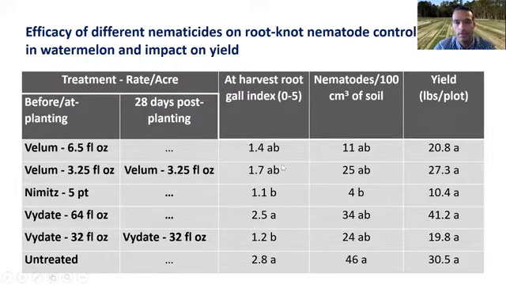In terms of the nematode control by other nematicides, you can see that the Velum Prime in this treatment had a lower, at least numerically lower, gall index compared to the other nematicide. The same story here for the Velum Prime at the 6.5 fluid ounces. You can see a numerically lower nematode count compared to the other nematicides, except Nimitz, as well as the untreated control.